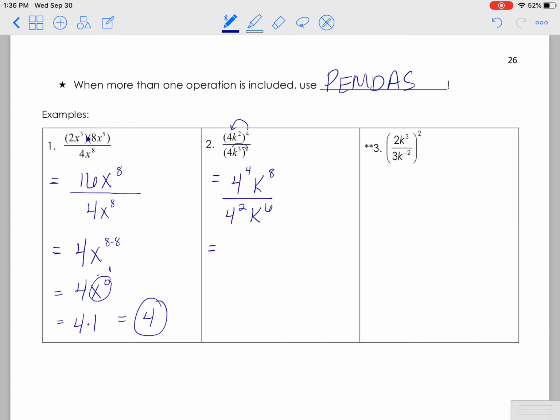So I'm going to multiply these out. Again, use your calculator. So 4 to the 4th power is 256. k to the 8th divided by 16. k to the 6. Now this is really easy. Pretty sure these numbers divide nicely. 256 divided by 16, you get 16. k to the 8th minus k to the 6 is k squared.